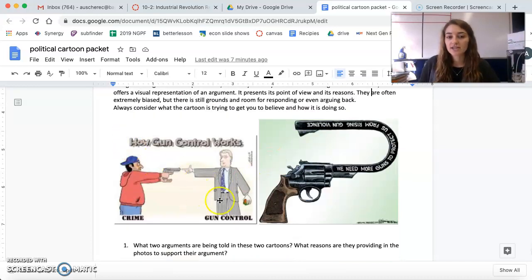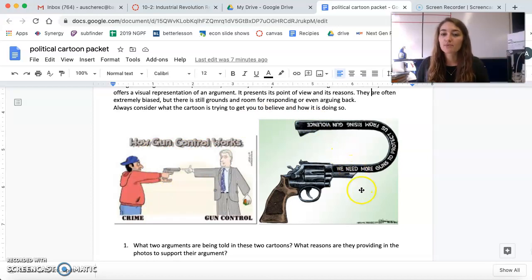So these two down here are political cartoons regarding gun control. This one is anti-gun control, because it's saying if you take away our guns, criminals are still going to have guns and we're going to have nothing to protect ourselves. You see that? That's a full argument. It's anti-gun control because how are we going to protect ourselves? So we see the argument and the reasons.